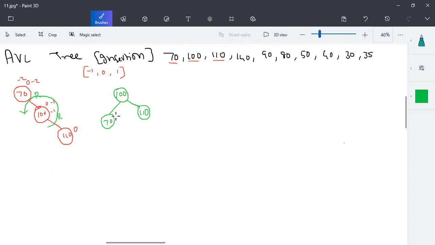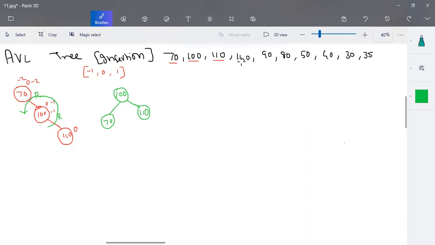Now calculate the balance factors. For 70, it is 0. For 110, it is 0. And for 100, the height of the left subtree is 1 and the height of the right subtree is 1, so it is 1 minus 1, which is 0. The balance factor for all the nodes is 0, so it is a perfectly balanced AVL tree. Now three nodes are inserted and we performed one rotation, RR. Now we'll try to insert the next nodes.